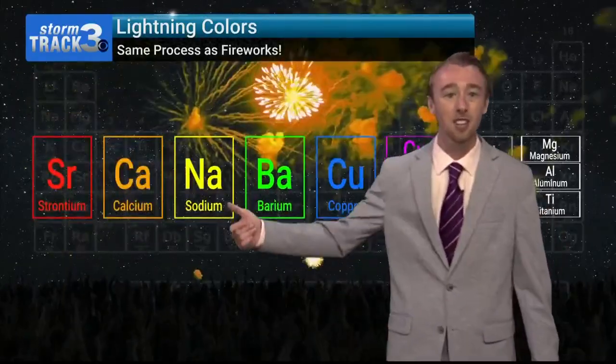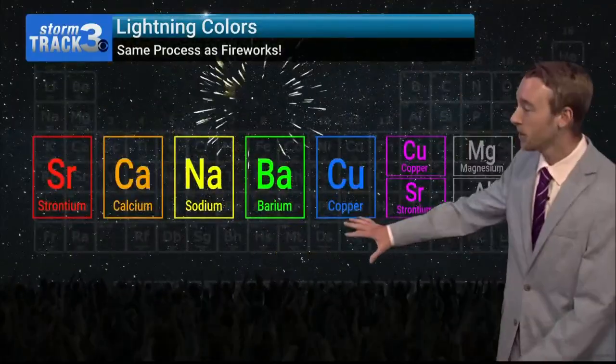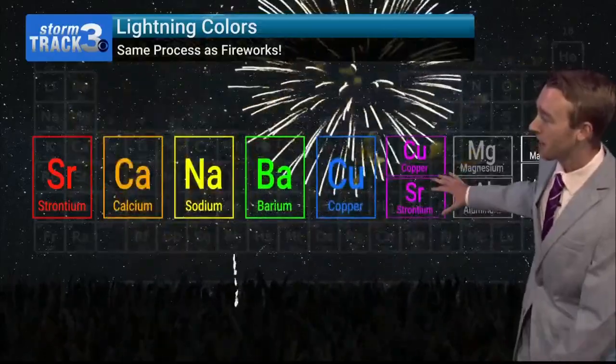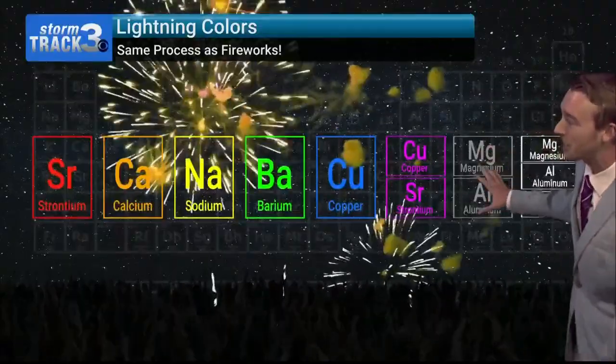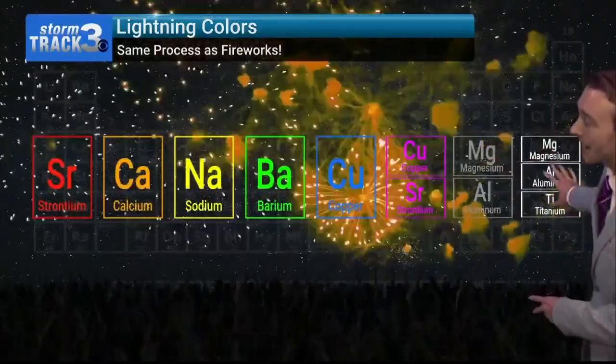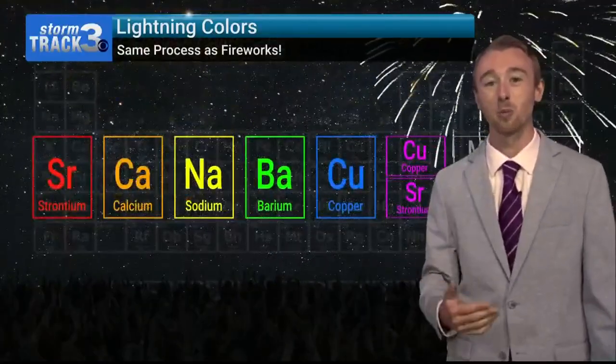Calcium would be orange. Sodium would be yellow, barium would be green, copper, blue, and there's two subsets of copper. One could be purple, and of course strontium could be purple as well. You have magnesium, aluminum, all those, titanium could also be that white color that we're seeing more prominently.